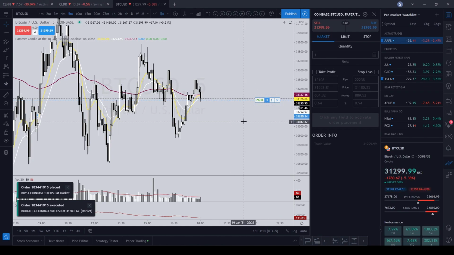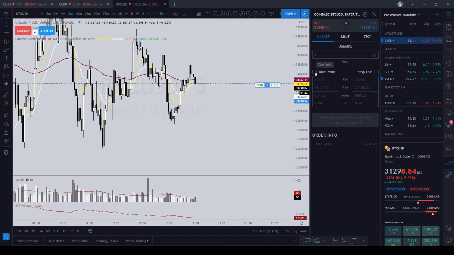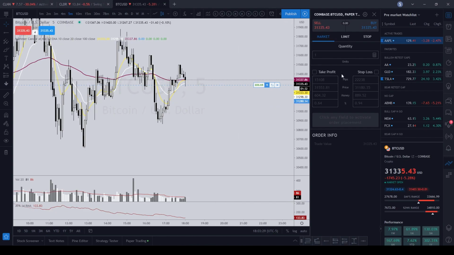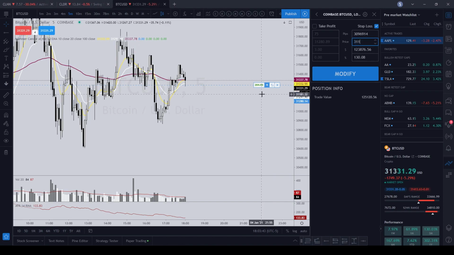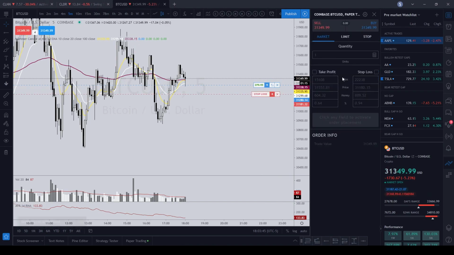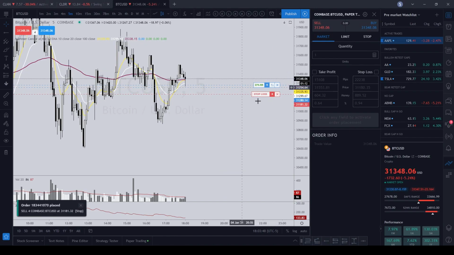If I did it using these buttons right here, if I put my take profit and my stop loss at the same time, this take profit only allows me to take profit with 100% of my position. So if I wanted to take a partial, for instance, then what I would want to do is let's protect the position. So let's just put in a stop loss, and we'll put in a stop loss at 31181.32 and modify. So now we have a stop loss that's attached to this position.